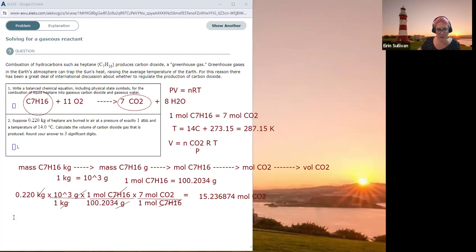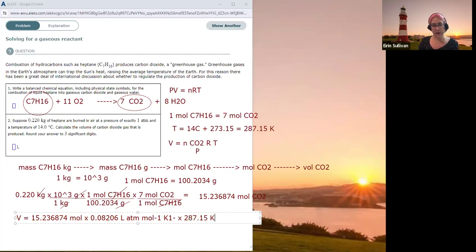Okay, so now we just have to stick that in the ideal gas equation to get our volume. So my volume is my number of moles of CO2, 15.36874 moles of carbon dioxide, times the gas constant, in litre atmospheres per mole per Kelvin, times, oh my goodness, the temperature, which I did calculate, 287.15 Kelvin, divided by what is the pressure? Where is it? 1 atmosphere. That's a little bit anticlimactic, I'm not going to lie. Okay, so what do we have?